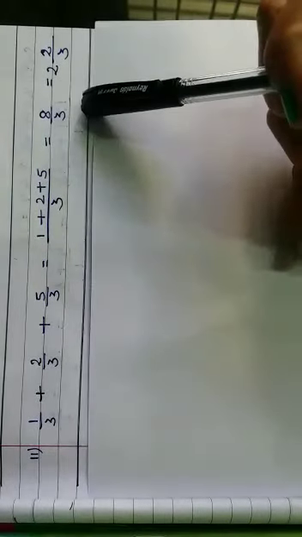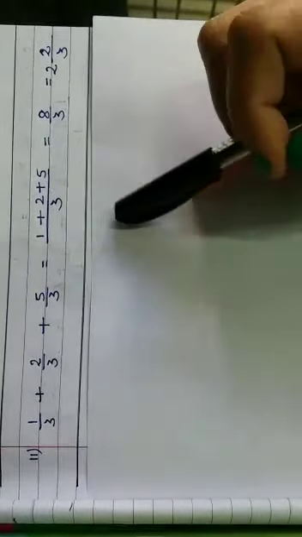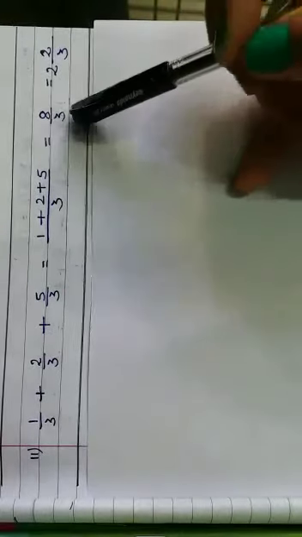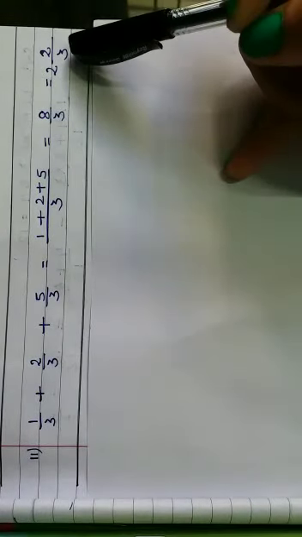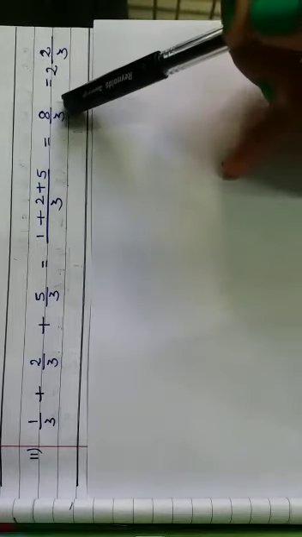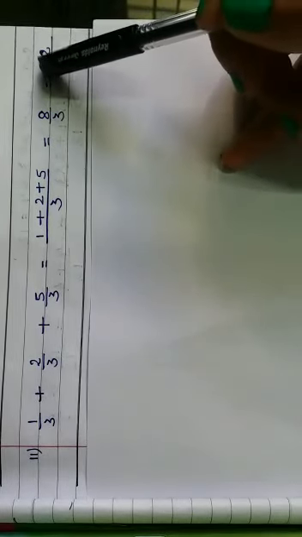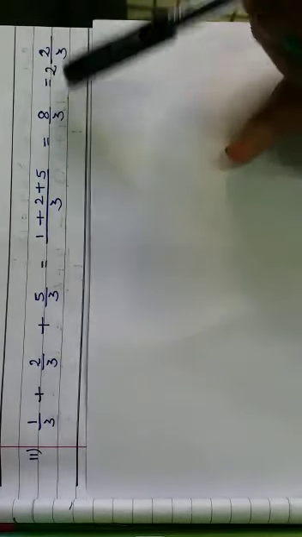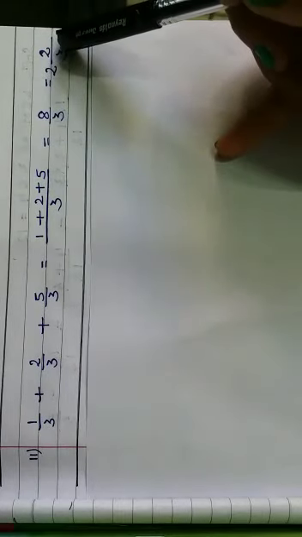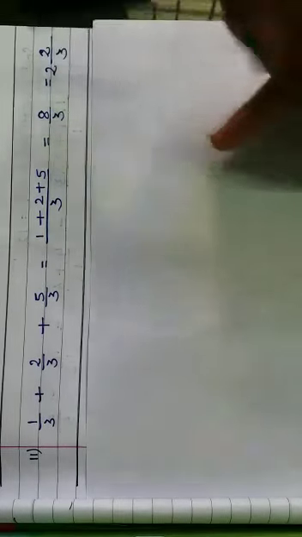So 8 upon 3, because this is which type of fraction? This is an improper fraction. So what we have to do? We have to change this into a mixed fraction. We have to divide the numerator by the denominator. Then the quotient will be 2 and the remainder will be 2 and the denominator will be in its own place. Fine. So now next.